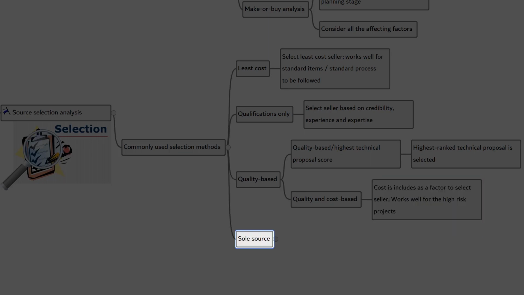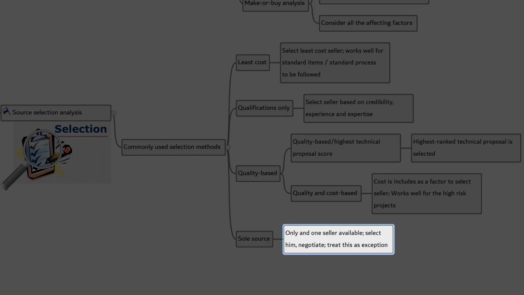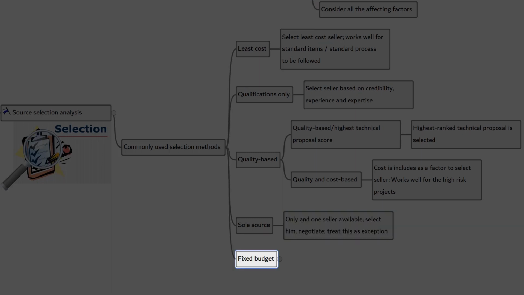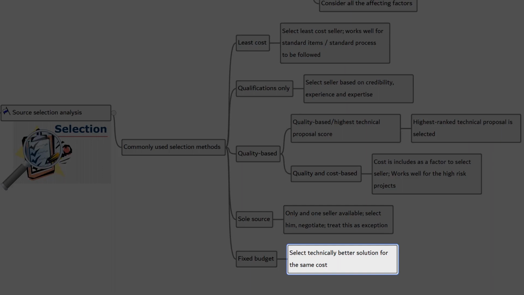Sole source. The buyer asks a specific seller to prepare technical and financial proposals. Then, the cost gets negotiated. Since there is only one seller and no other competition, this method is acceptable. But before awarding the contract, all the project and delivery aspects are properly justified, and it should be viewed as an exception.